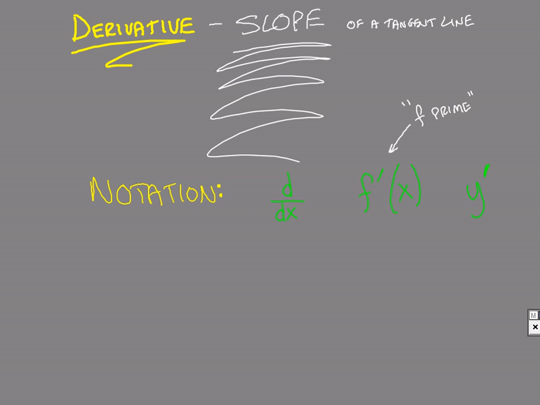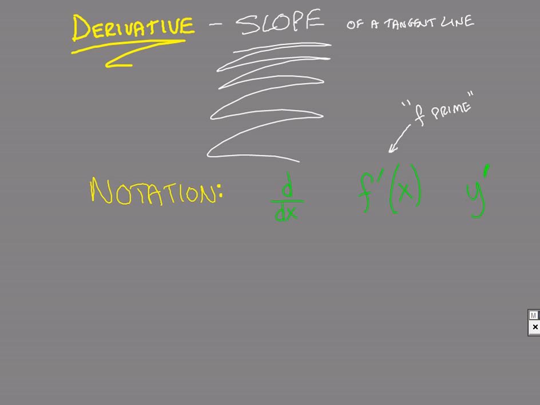And when you hear the word derivative, think slope of a tangent line. Slope, slope, slope, anytime you hear derivative. And these are just some fancy ways that they can say, what is the derivative? What is the slope? You can say d over dx, d dx, f prime of x, or y prime is how we read these. These are just different ways to show it.